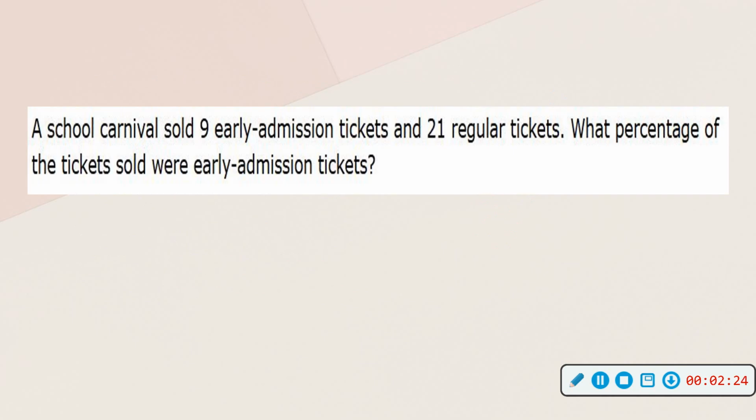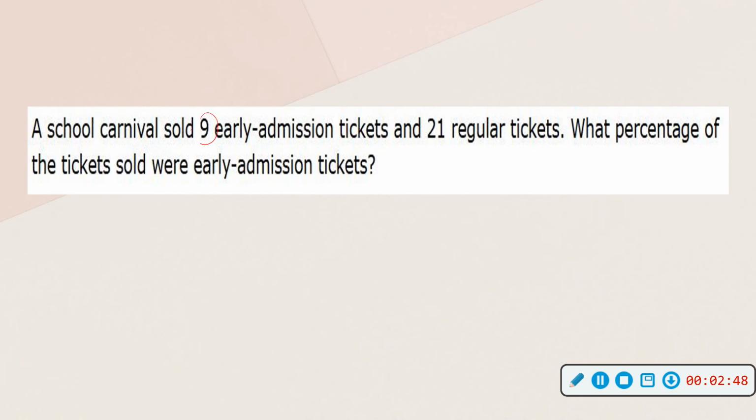A school carnival sold 9 early admission tickets and 21 regular tickets. What percentage of the tickets sold were early admission? So this is a quick example, exactly what I was talking about. We're just looking for my part and my whole in this case to turn it into a percent, or we can set it up in a proportion. I'm going to quickly show you both ways.